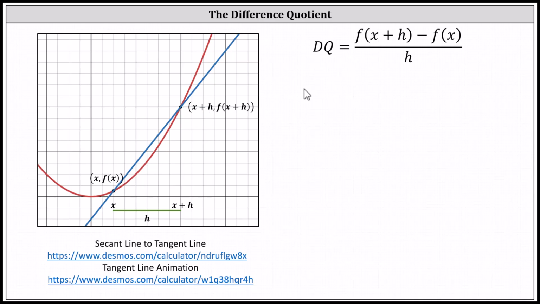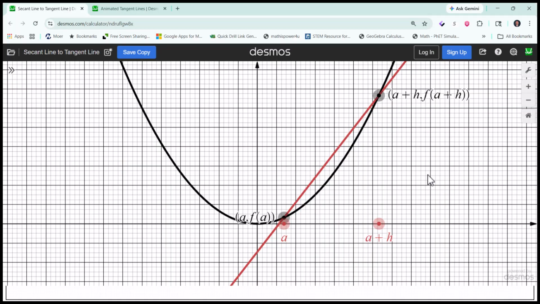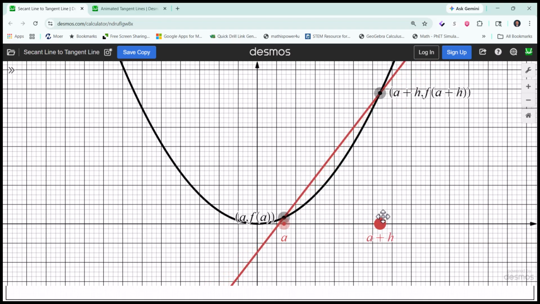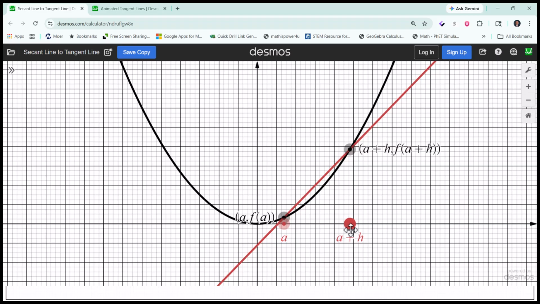Before we do this, though, let's take a look at an animation. On this graph, the function is graphed in black. The red line is a secant line to the black function. The slope of the secant line represents the average rate of change of the function over the given interval of x. So all of these are secant lines to the graph of the black function, where the slopes of the secant lines, again, represent the average rate of change of the function over the given interval of x.